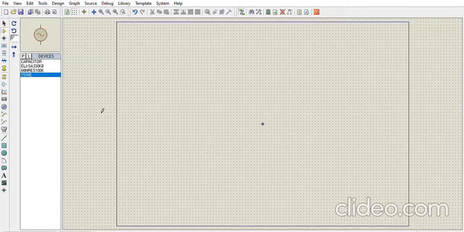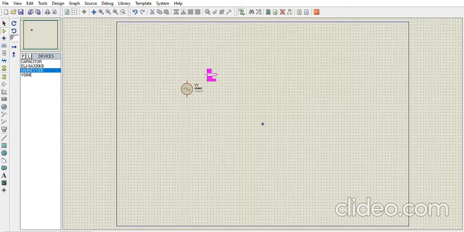So today we are going to construct an RLC circuit. First of all, we are going to search for the V sign. I already found the V sign, so we put it in here. This one is the resistor. This one is the inductor. One more, there are two resistors in this circuit.